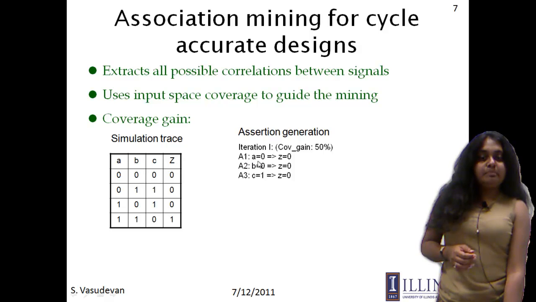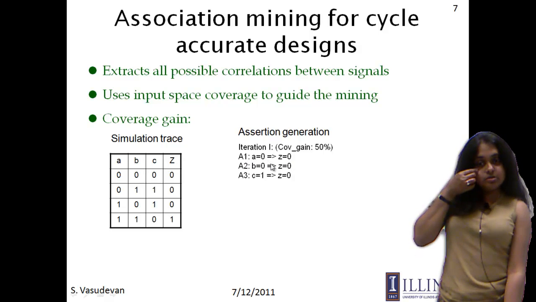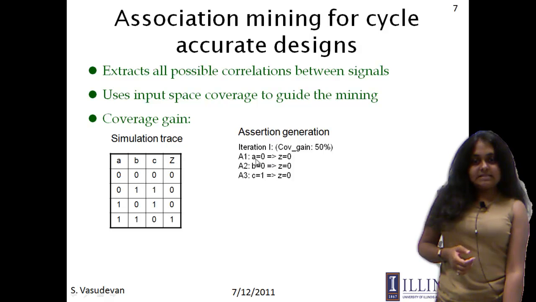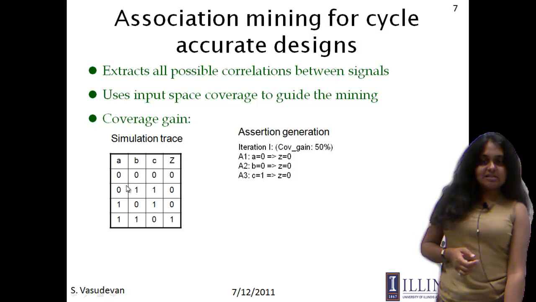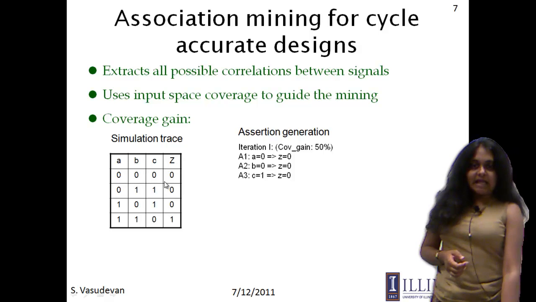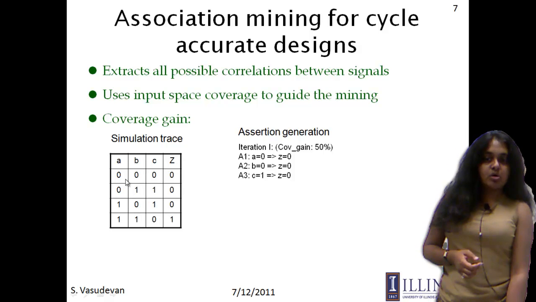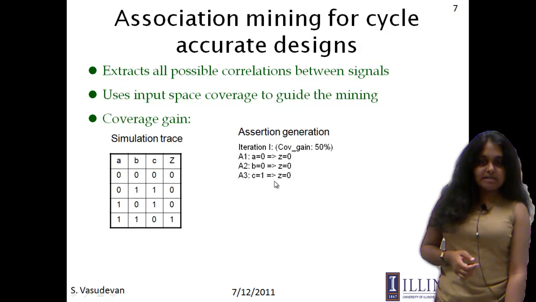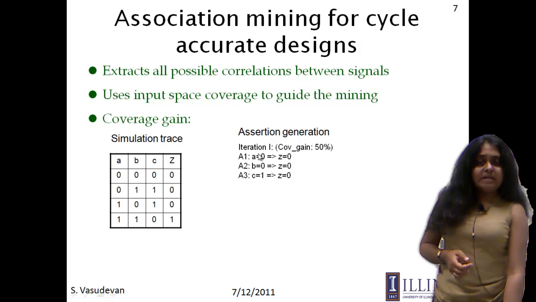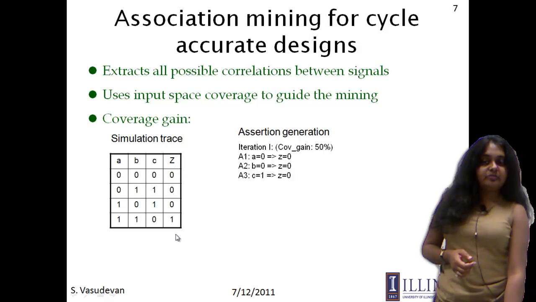Now, when it picks an assertion for this solution set, let us say in this case assertion A1 says that if A is equal to 0, then Z should be equal to 0, right. So, if you see this in these simulation traces, that corresponds to 2 entries out of 4 in the simulation trace. So, when you say A1 is this assertion, this means that 2 out of 4 or 50% of coverage has been achieved by this assertion, right.